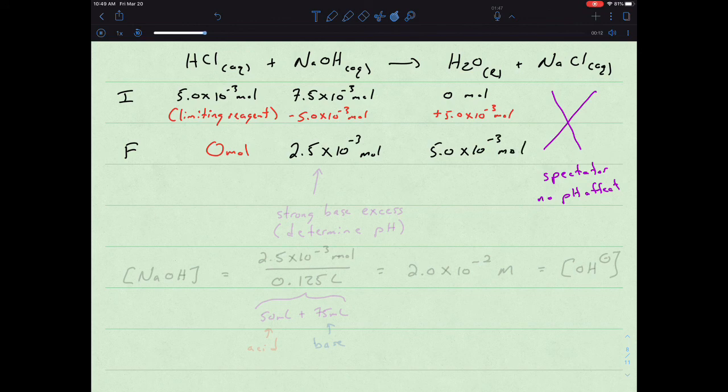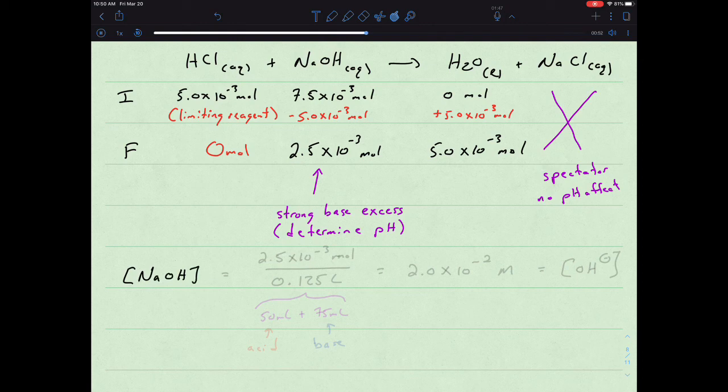And what that leaves us with after the neutralization reaction is basically excess strong base. Right? And this is what's going to determine pH. We do have water produced, but water is extremely weak in acting as a base. Sodium hydroxide, very strong. So our pH now, once we're past the equivalence point, is just determined by that concentration of excess hydroxide.